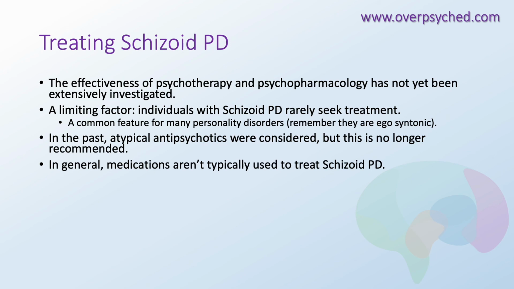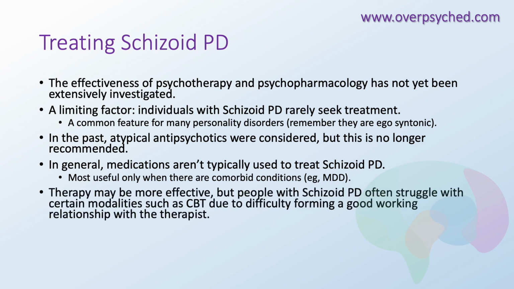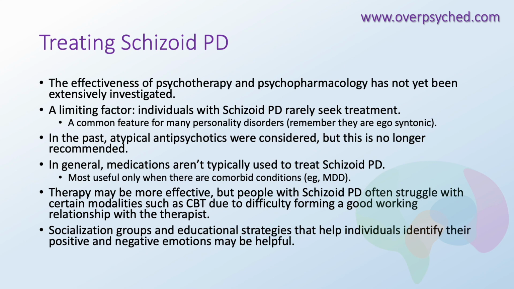In general, medications aren't typically used to treat schizoid personality disorder. They're usually only most useful when there is a comorbid condition like major depressive disorder. Therapy may be more effective, but people with schizoid personality disorder often struggle with certain modalities, such as cognitive behavioral therapy, due to difficulty forming a good working relationship with the therapist. And finally, socialization groups and educational strategies that help individuals identify their positive and negative emotions may be helpful.